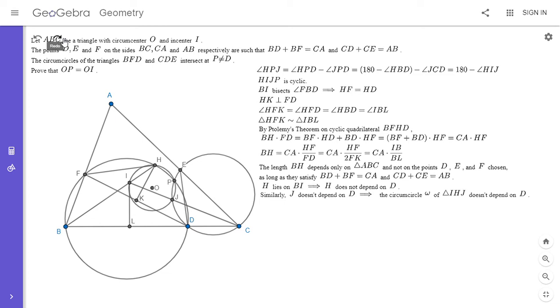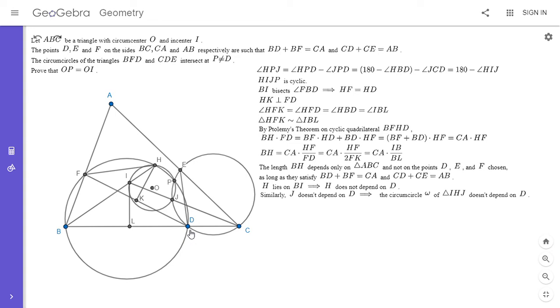The circumcircle IHJ always stays the same, so I'm calling it omega. And basically, I want to show that OP is equal to OI for any given choice of D. But I know the circle is always the same, and I know P is always going to lie on the circle. So that basically means we want to show that O is the center of the circle. So we've shown that I, H, P, and J lie on a circle, but we need to show that O is the center of that circle, which is the same wherever D is.